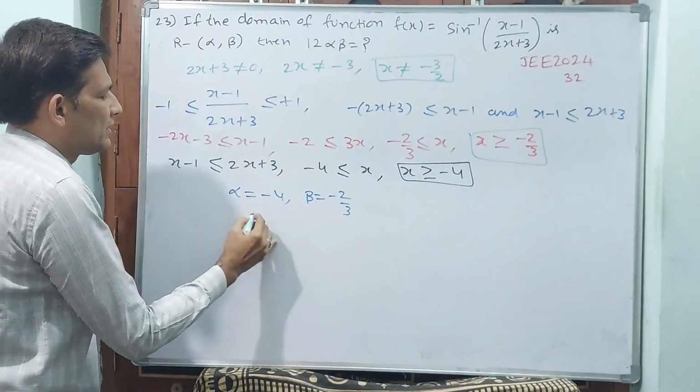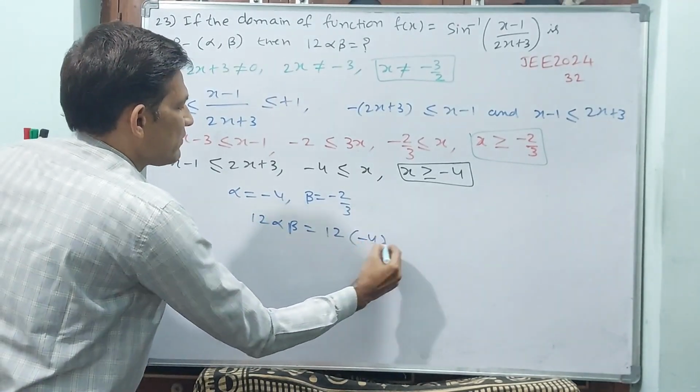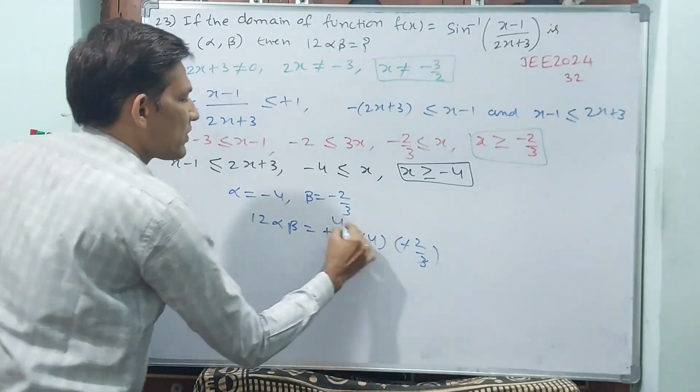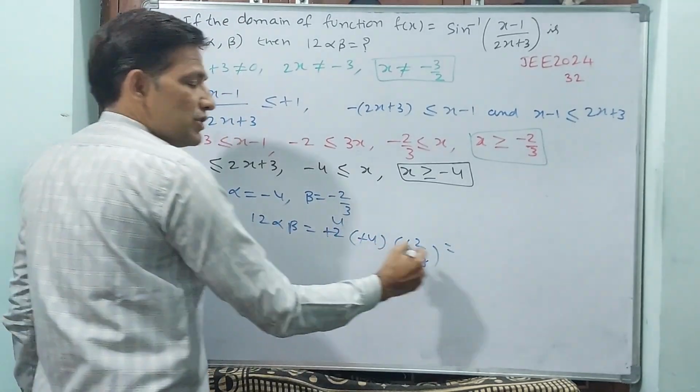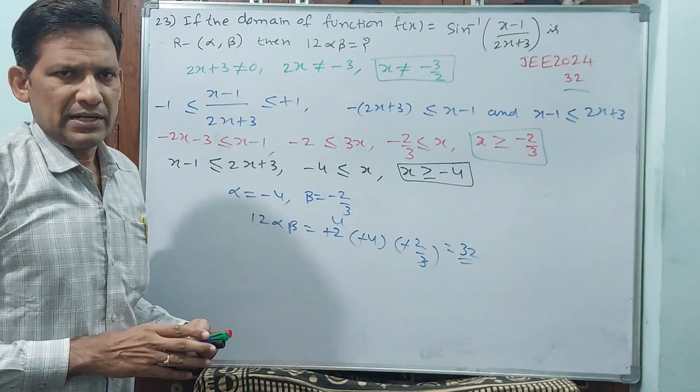Let us proceed. Now 12 times alpha beta is equal to 12 into minus 4 into minus 2 by 3. Okay, 3 goes 4 times. 4 into 4 is 16, 16 into 2 will be 32. 32 will be your answer. Let us go for the next question.